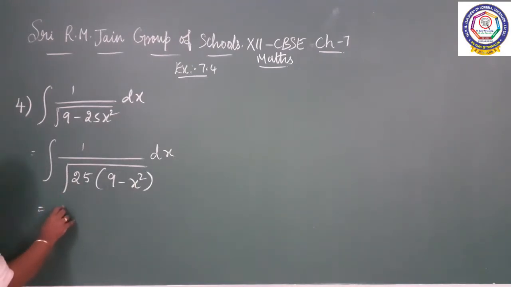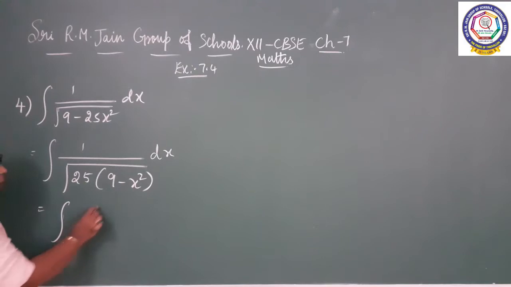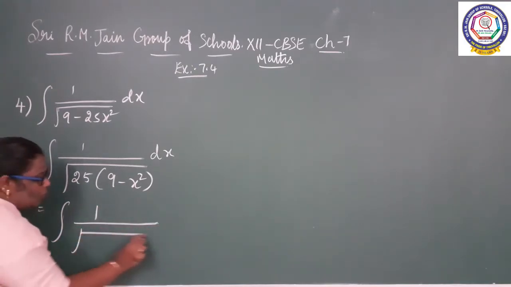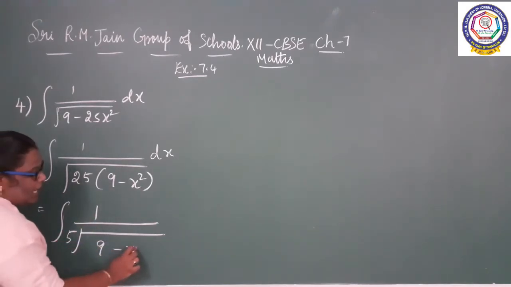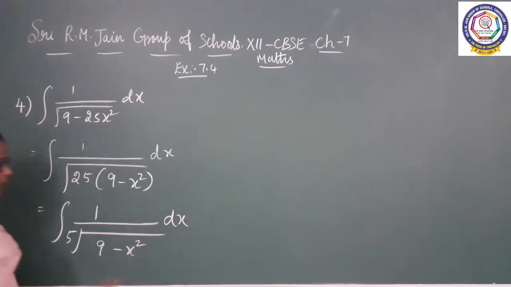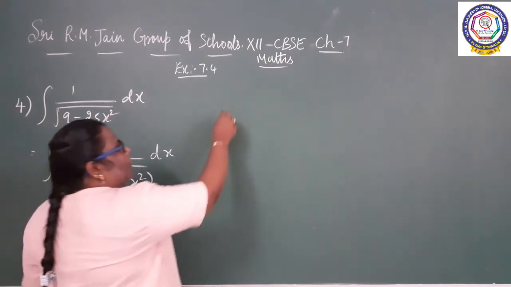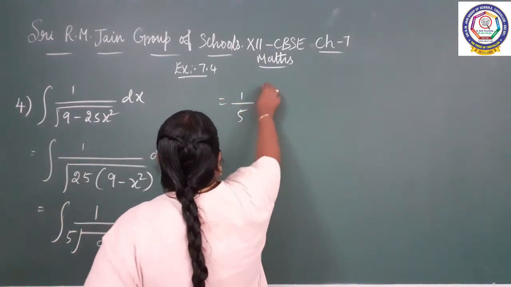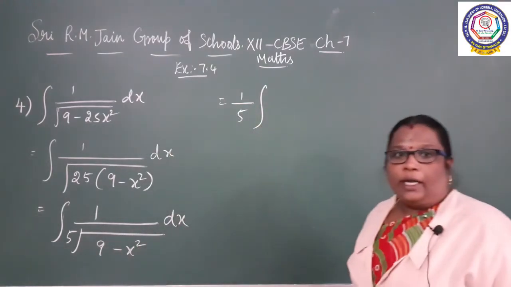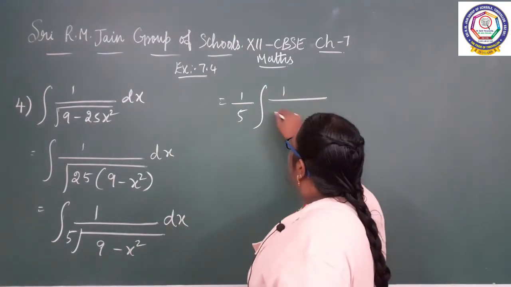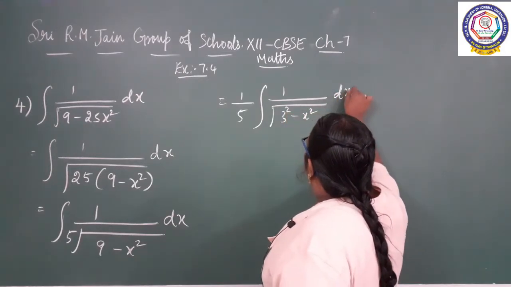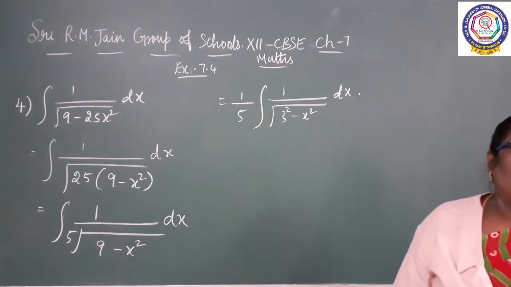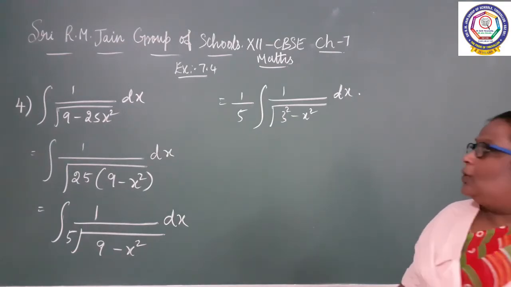So it gives integral 1 by root of 25, which means you can take 5 out. 9 minus x square into dx. So 1 by 5 into integral 1 by root of 3 square minus x square into dx.